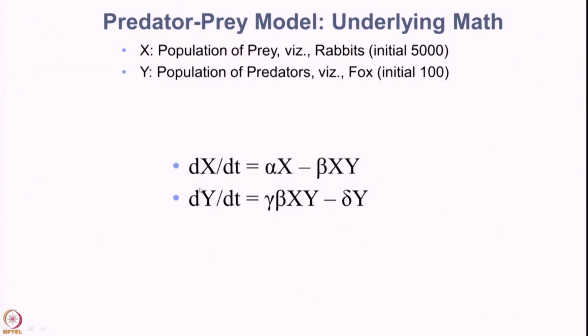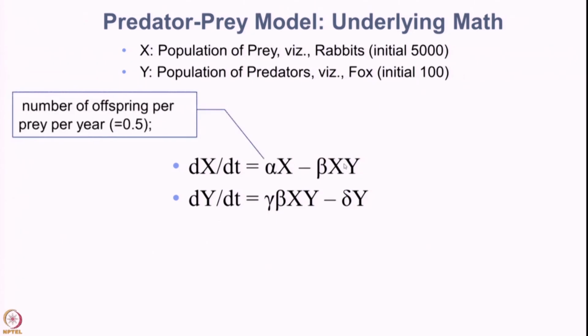Now the change in the prey population is affected by, let us say, dx by dt is alpha x minus beta x y. So in both these equations, the first term represents birth rates and the second term represents death rates. Let us see what these constants represent.